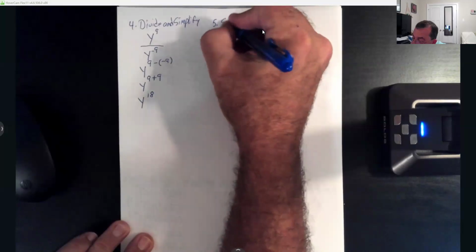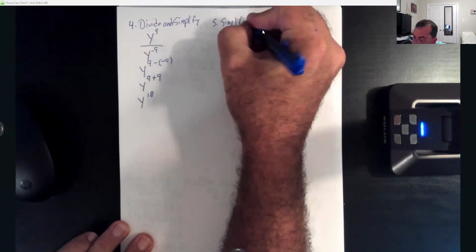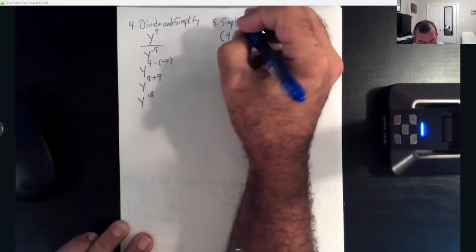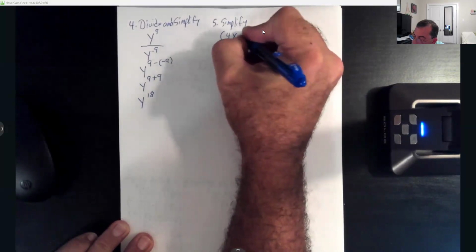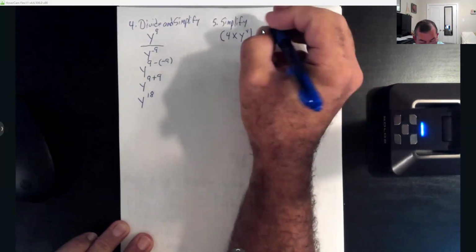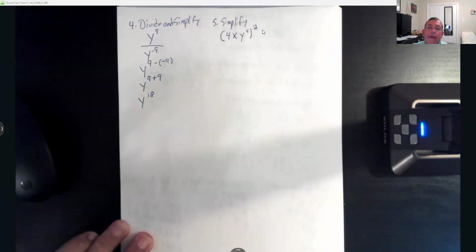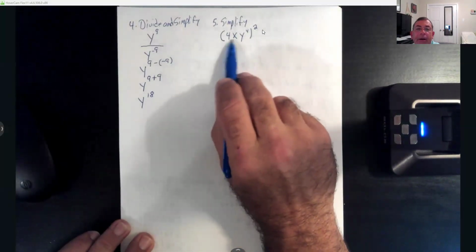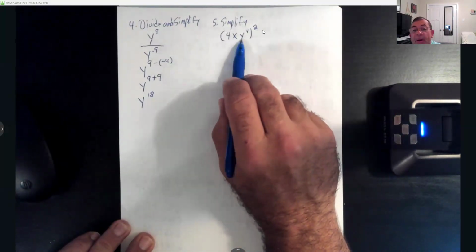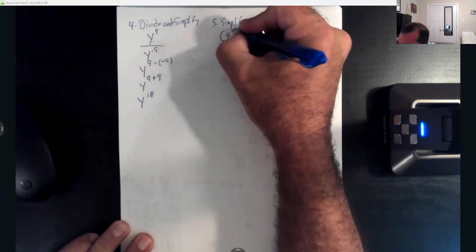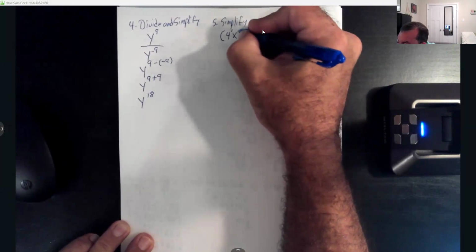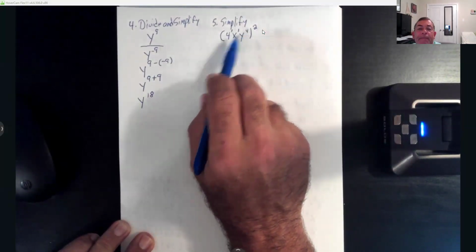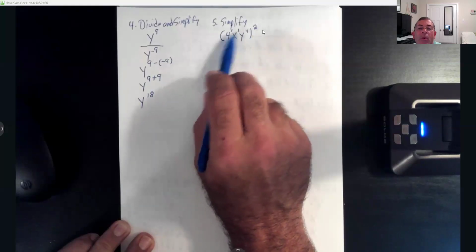All right, y'all, number 5 is just a simplify. I got 4x y to the 4th, squared. All right, so once again, you got things in here inside the parentheses that don't have exponents. So the 4 would have an exponent of a 1, and the x would have an exponent of a 1. The y has a 4 there. So missing exponents are always a 1.